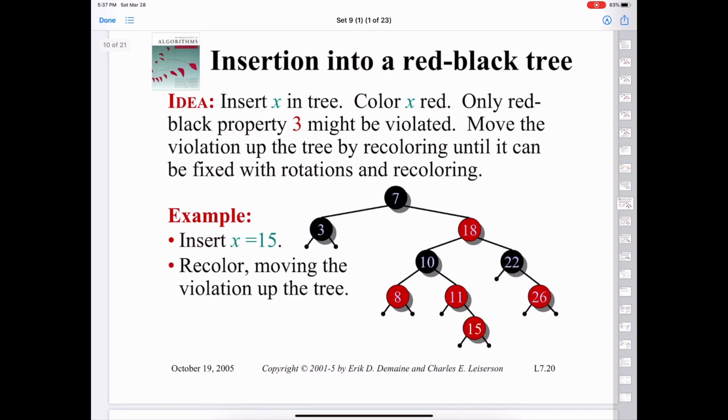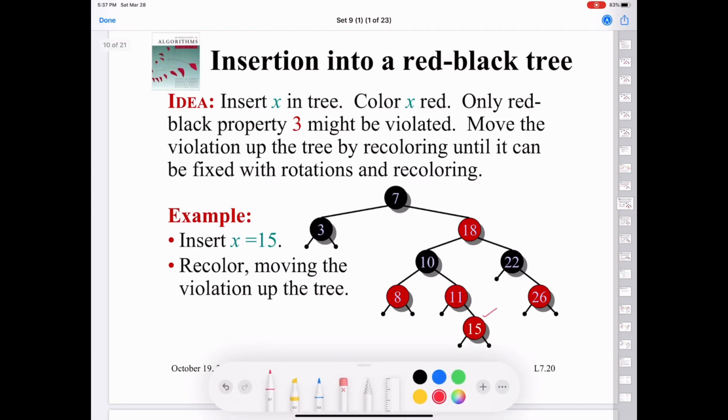So first, let's insert 15 into this tree. When you insert 15, 15 is going to be inserted right here. Because the color of 15 is red, since we're inserting a red node, property 3 is violated because 11 has to be black. So we have to recolor and move up the tree. So what do we do? What we can do is color 11 as black.